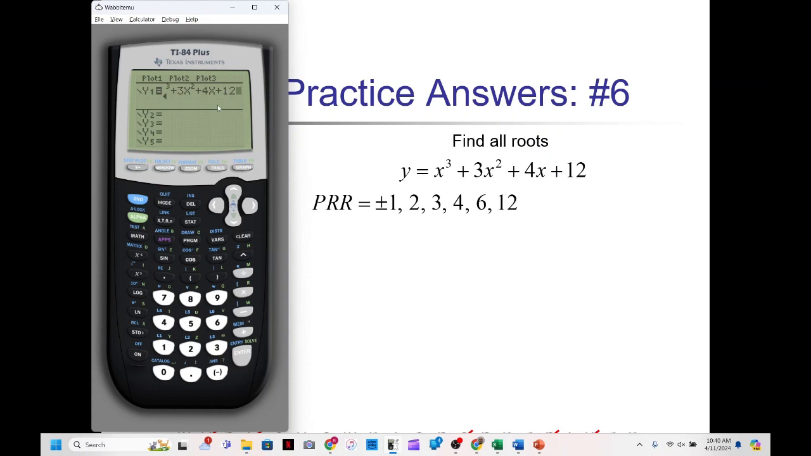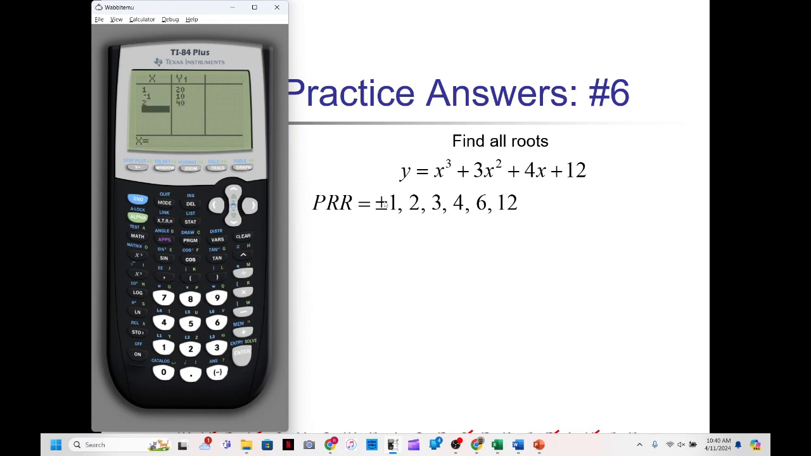So here I am on the calculator. I've plugged my polynomial into y1. Going to second table, trying some things out. Let's start with the 1s. We got 1 doesn't work. -1 gives me 10. Let's go on to the 2s now.